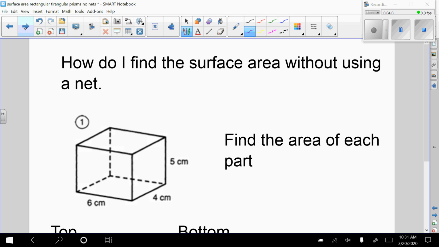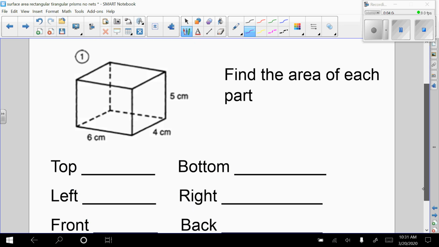We're going to find all the parts first. If you need to, label them. The bottom is 4, the top is 4. If one side's 5, the side opposite is 5. One side's 6, the side opposite is 6 as well. If that helps you with it, go ahead and do that as well.